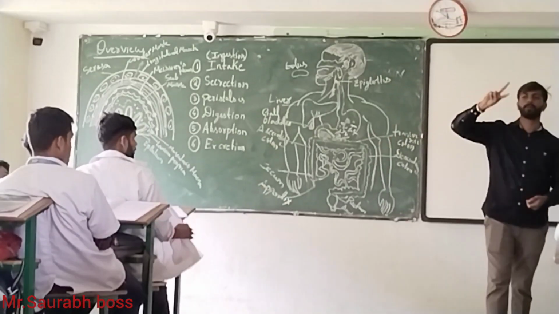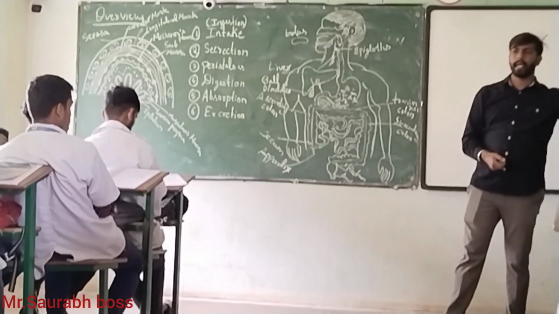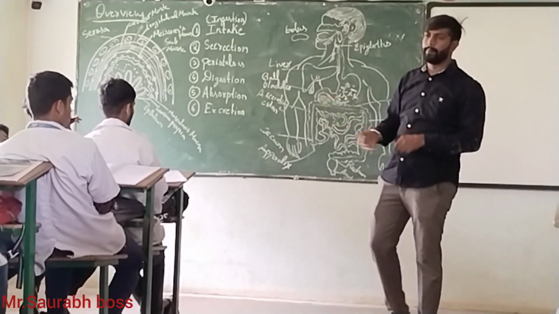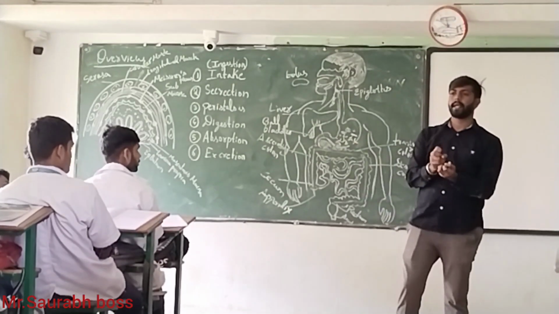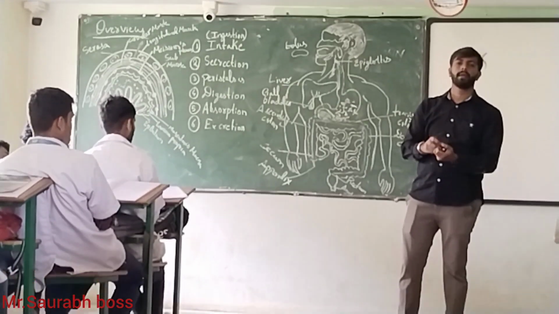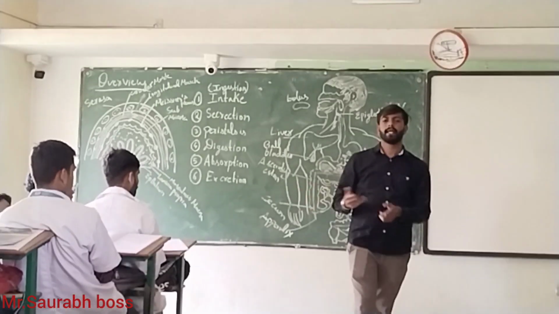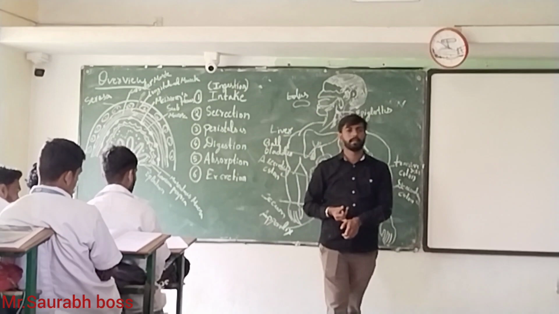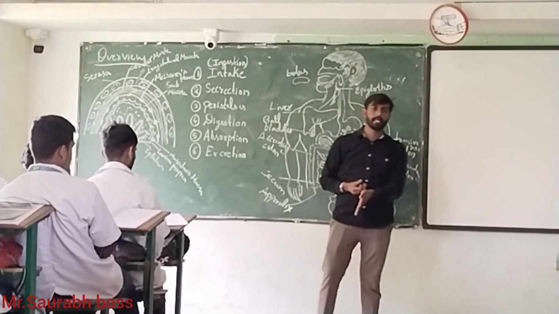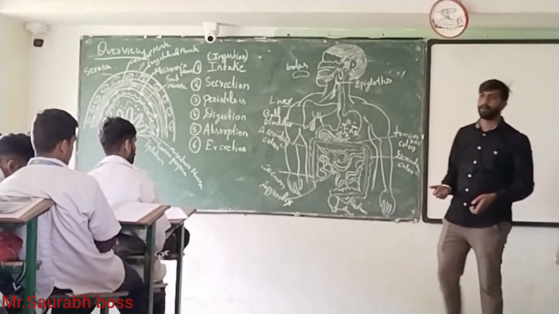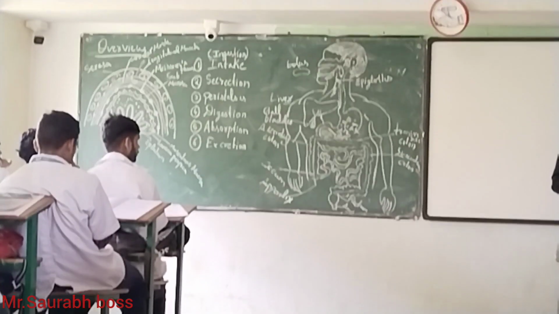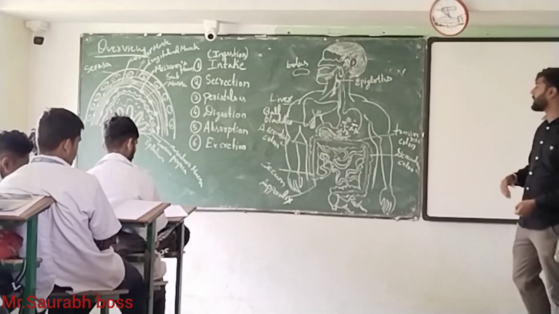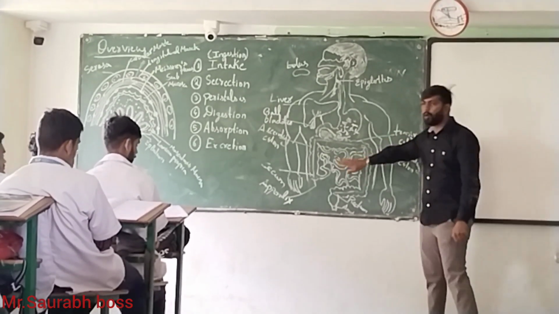In the stomach there are two digestions: one is mechanical, another is chemical. Mechanical how? They try to churn. Chemical how? They have HCl and pepsin. With the help of this, the protein will break down into amino acids. Some of the carbohydrates also break down into glucose. Then it goes to the small intestine.